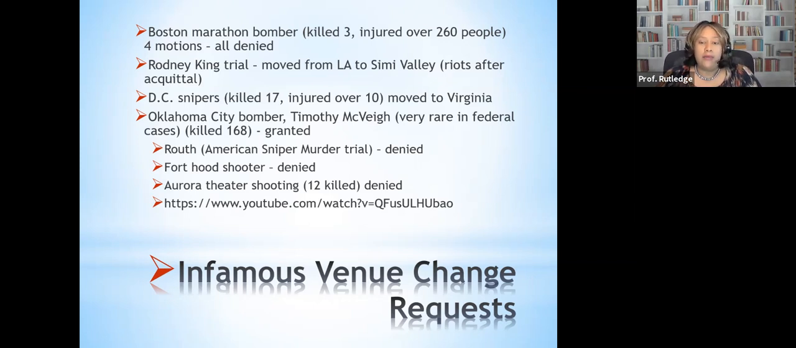The DC snipers trial, where 17 were killed and over 10 injured, was moved to Virginia. Oklahoma City bomber Timothy McVeigh, and it's rare in federal cases for venue to be moved. That was granted. He killed 168 people. The Routh trial, which some people call the American Sniper murder trial, denied. Fort Hood shooter, if you remember that Fort Hood shooting, venue change denied.